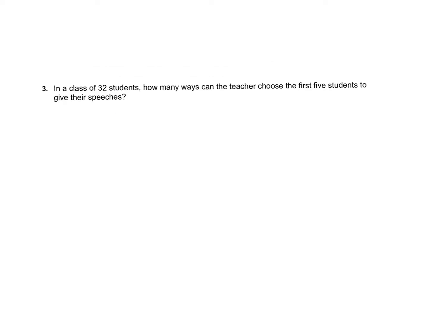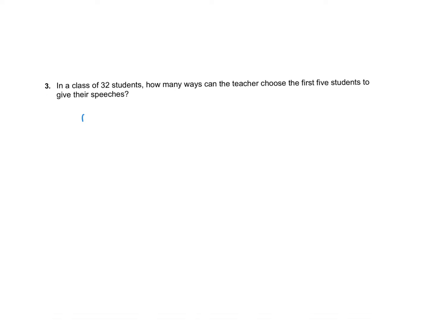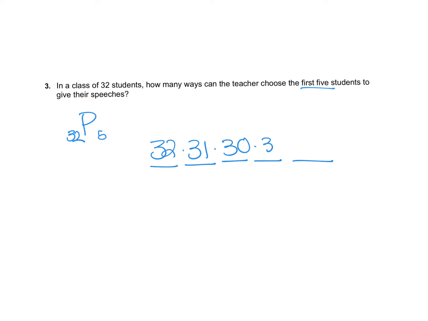So number 3, we have a class of 32 students. How many ways can the teacher choose the first 5 students to give their speeches? So I would have my 32 students, so we're going to write that as my P. We have the 32, and then we're going to give the first 5 speeches. So you can line that up as you'd have your 5 places. And then we're going to start with the 32 and 31, 30, 29, and then 28. And that would give us a really big number.